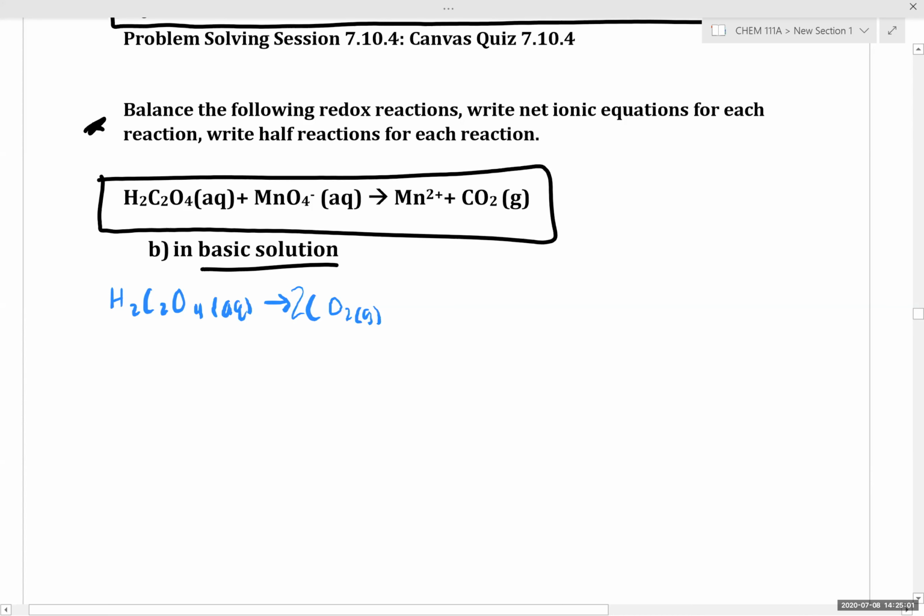And one hint is you don't have to start from scratch. If we've already done a great job of writing out a balanced acidic half reaction, all you have to do is take your acidic half reaction and convert it into basic conditions.